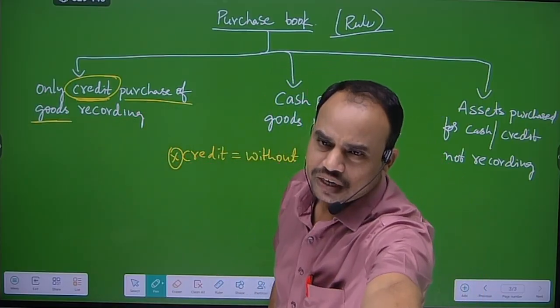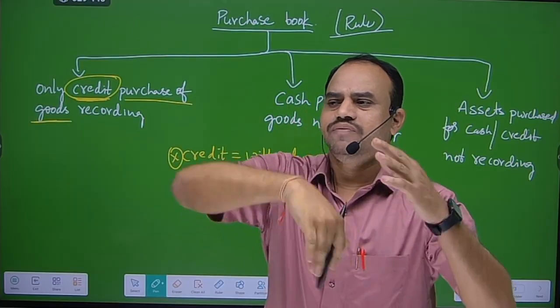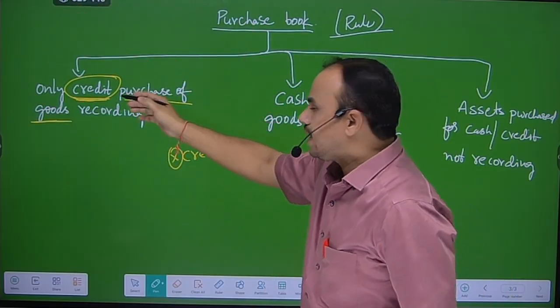So only credit purchase of goods are recorded. That means we purchased goods but we will not pay cash immediately. We will pay afterwards. That is called credit purchases.